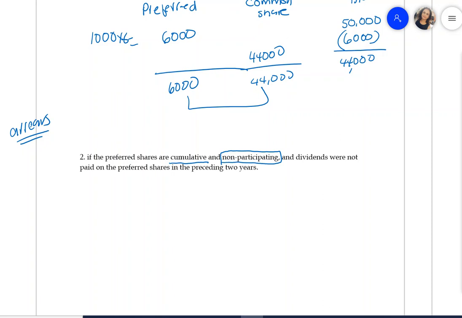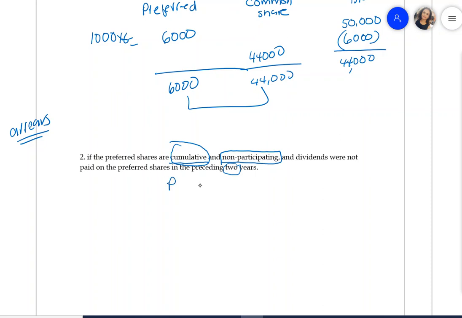Now what happens in this case? They are saying the dividends were not paid on preferred shares in the preceding 2 years. So the past 2 years they haven't paid any dividends. Since they're cumulative, you owe them for the previous years before you pay the current year, and then the rest goes to your common shares.